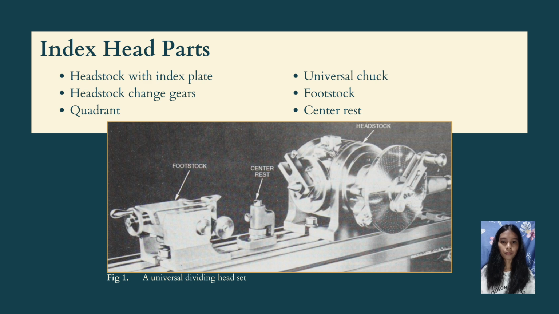It consists of the headstock with index plate, headstock change gear and quadrant, universal chuck, footstock, and the center rest. This picture features a universal dividing head set, where the headstock is located on the right side of the picture while the footstock is on the left side, and the center rest is between the headstock and the footstock.